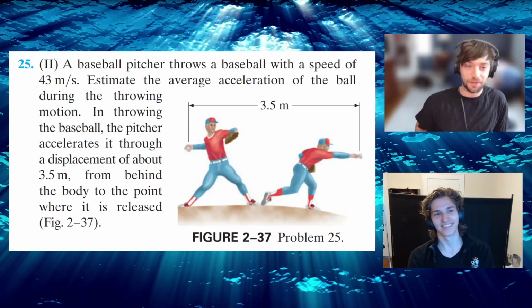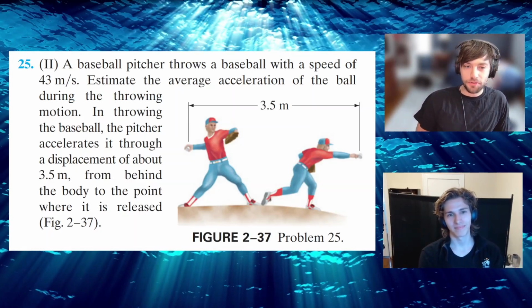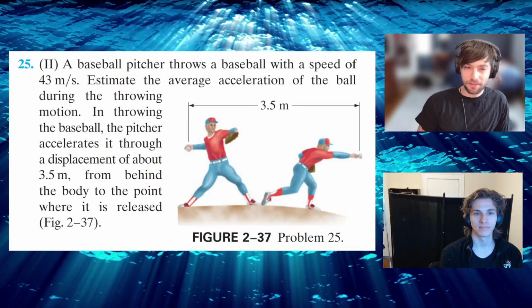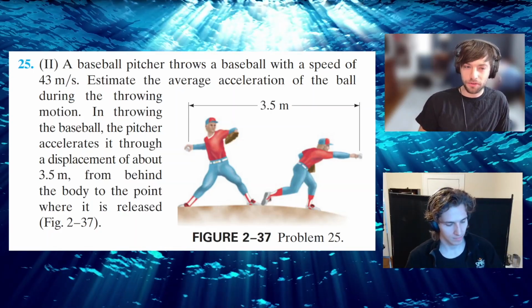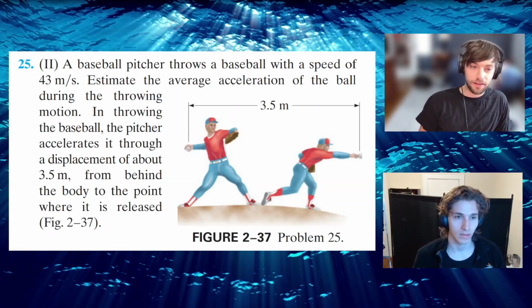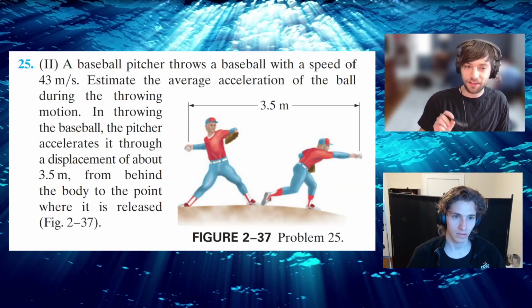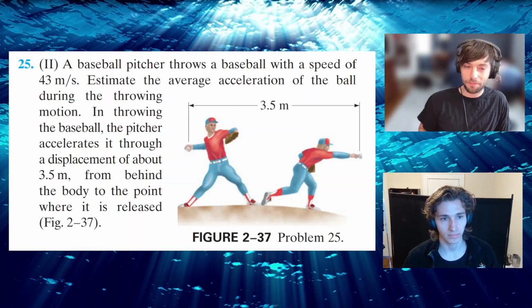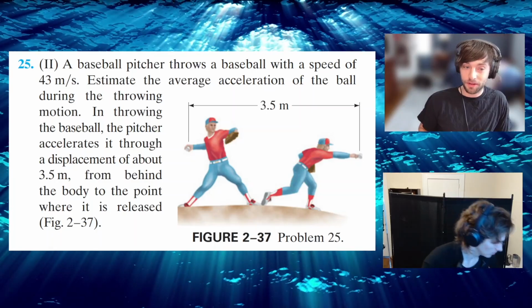You got it. So, a baseball pitcher throws a baseball with a speed of 43 meters per second. Estimate the average acceleration of the ball during the throwing motion. In throwing the baseball, the pitcher accelerates it through a displacement of about 3.5 meters from behind the body to the point where it is released.